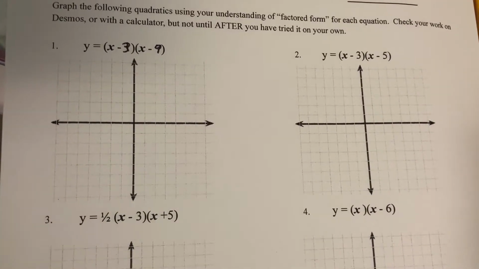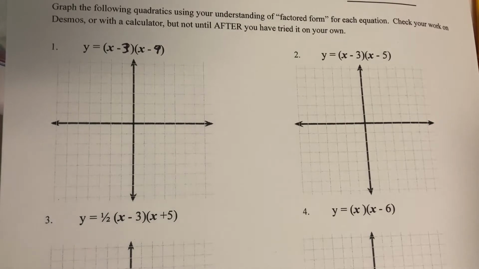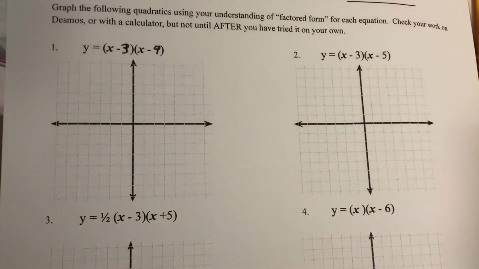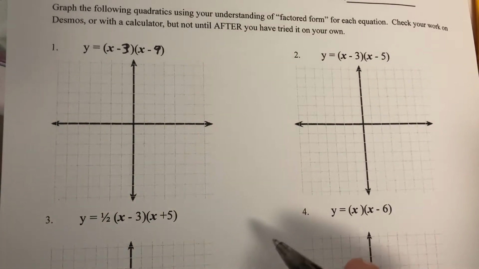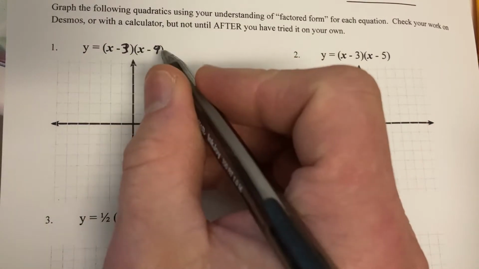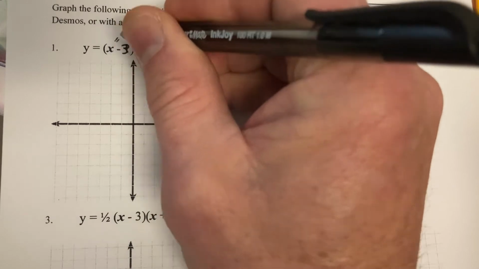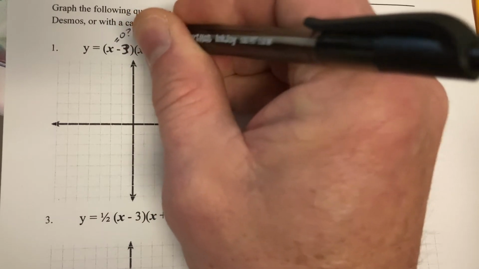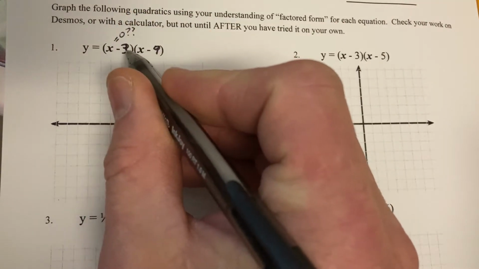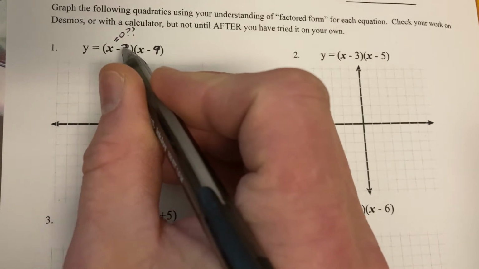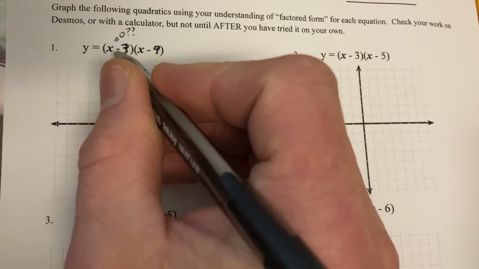Hey everyone, this is a very quick look at how to do this simple worksheet called graphing quadratics in factored form. When it's in factored form, it's actually quite easy because you need only to consider, when is this going to be 0? Well, this is going to be 0 when you plug in a 3. 3 minus 3 gives you the 0. No other number will do that.